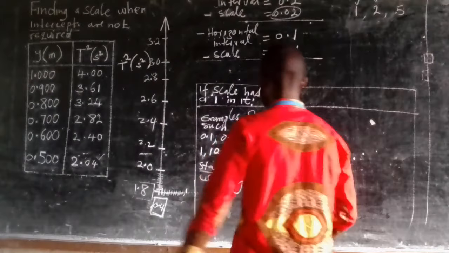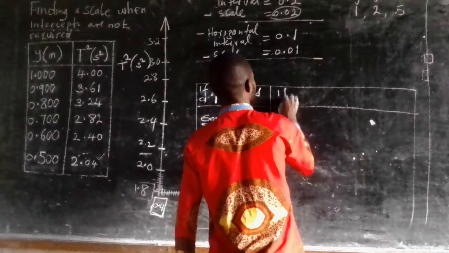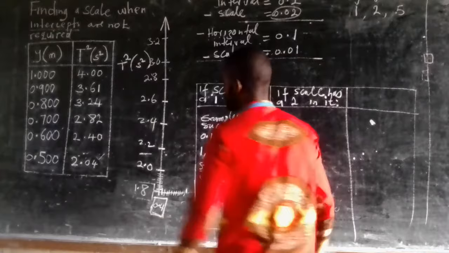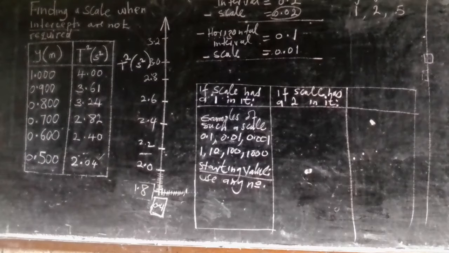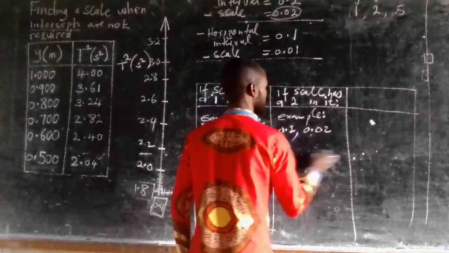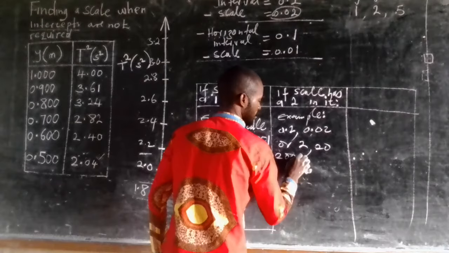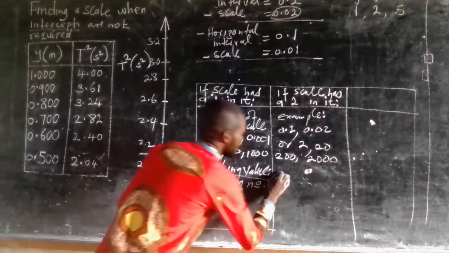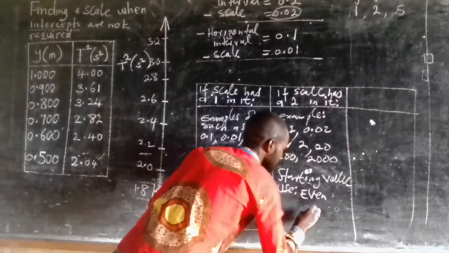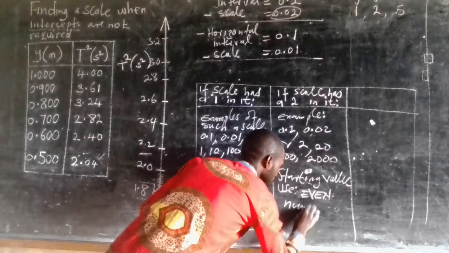Then, case 2. If the scale has a 2 in it, what do I do? Examples: it may be 0.2, 0.02, or a 2, or a 20, or 200, or 2000. You will find such a scale. What do I do? Starting value: use an even number. It must be an even number.